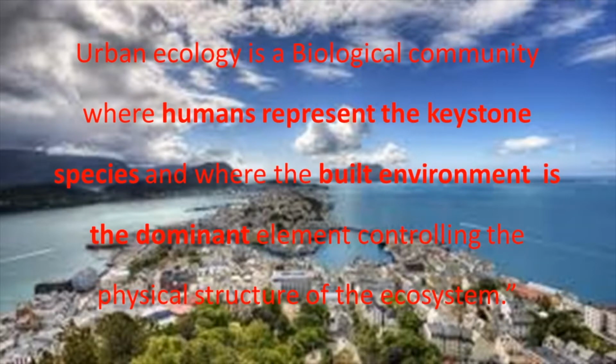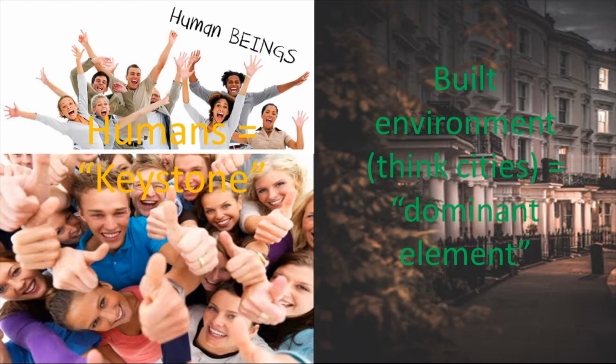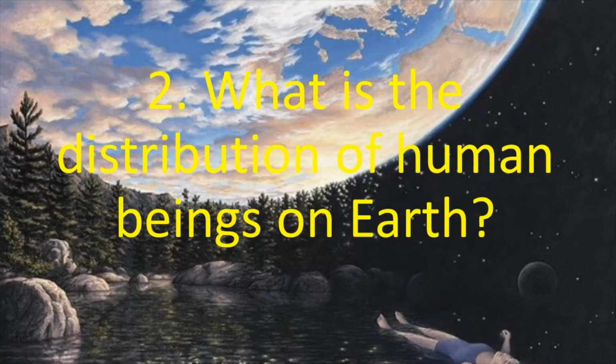Urban ecology is a biological community where humans represent the keystone species and where the built environment is the dominant element controlling the physical structure of the ecosystem. Or, in short, urban ecology is ecology when humans are the keystone species and the built environment is the dominant controller. Next question. How much of the planet do people really occupy?